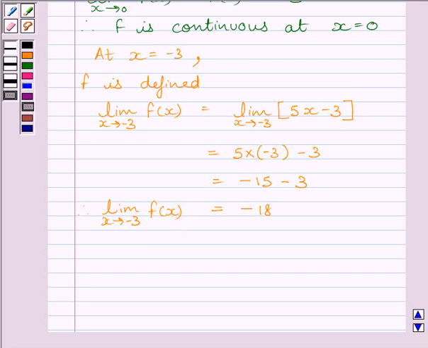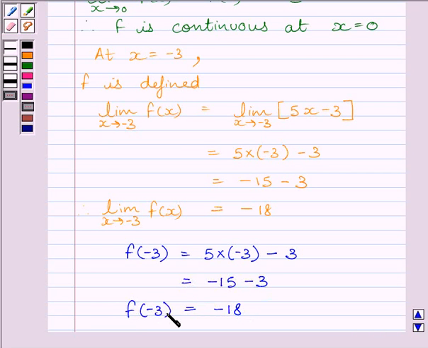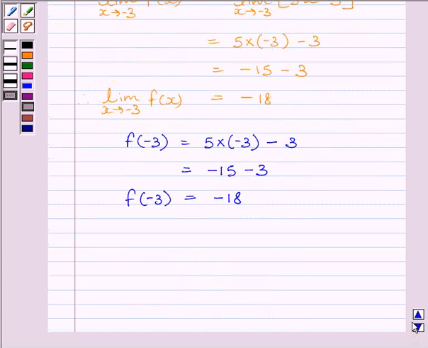Now let us find out value of the function at x equal to minus 3. f(minus 3) is equal to 5 multiplied by minus 3, minus 3, which is equal to minus 15 minus 3. Simplifying, we get minus 18. Now, value of the function at x equal to minus 3 is minus 18. And limit of the function at x equal to minus 3 is also minus 18. So, given function is continuous at x equal to minus 3.